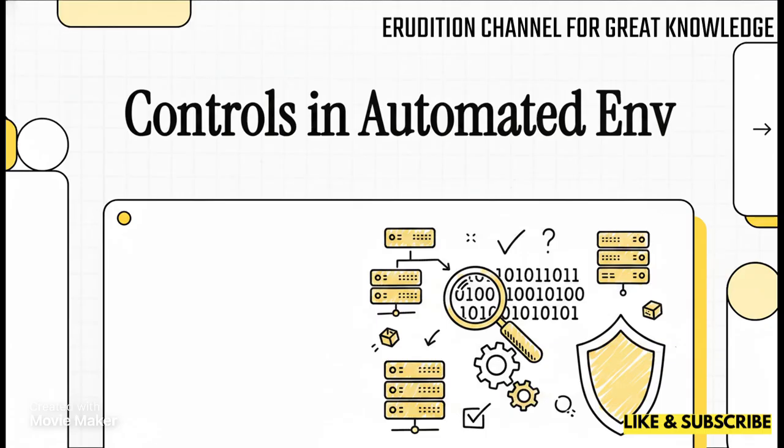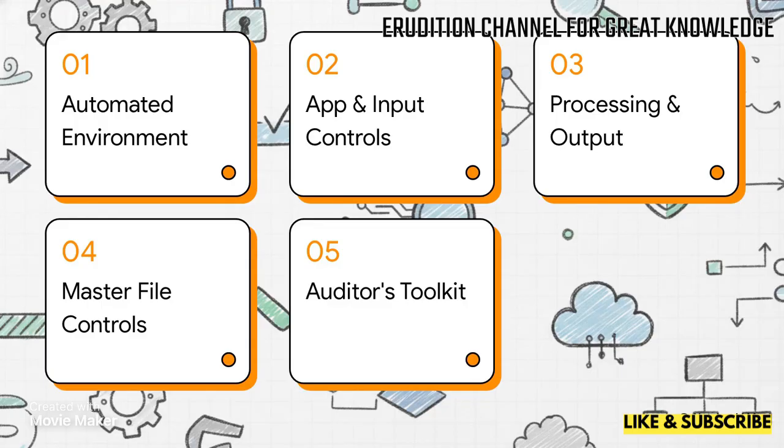Our goal today is absolute mastery of this high-volume automated audit environment, so you can walk right into that exam room feeling totally confident. Okay, let's dive into this. Think of this agenda as your cognitive roadmap and syllabus checklist for mastering the flow of data. First, we'll look at the automated audit environment. Second, application and input controls. Third, processing and output controls. Fourth, master file controls. And finally, we'll open up the auditor's testing toolkit.